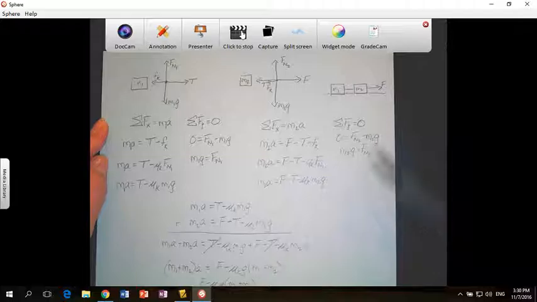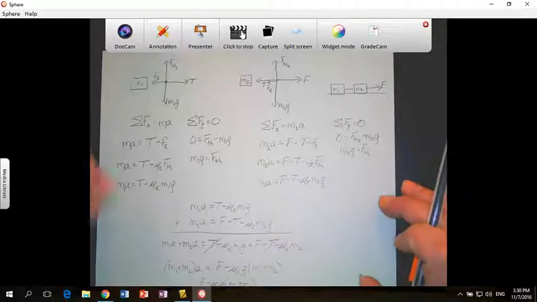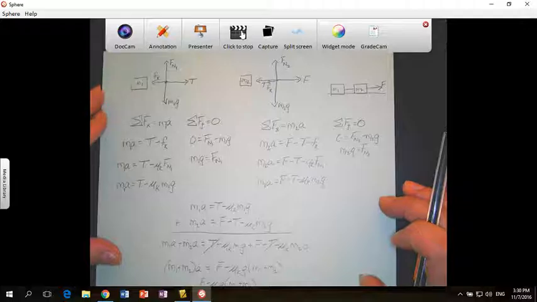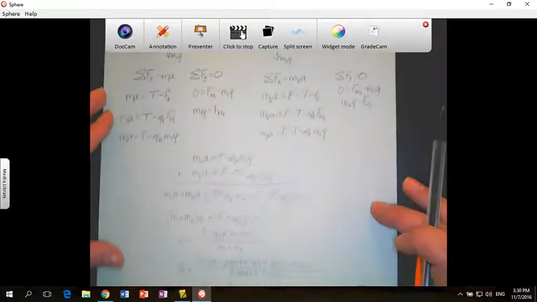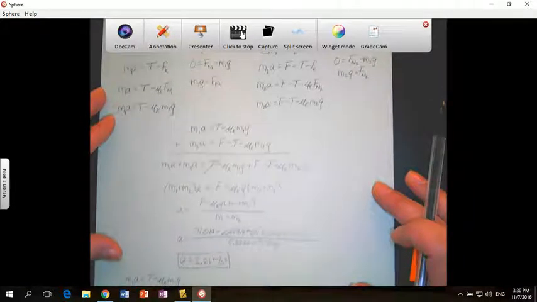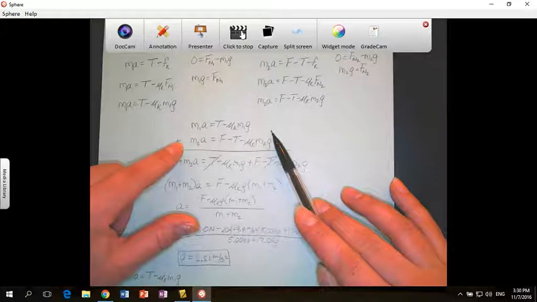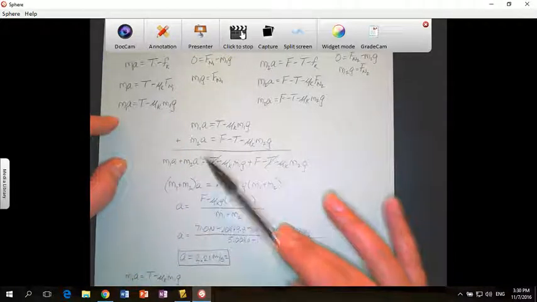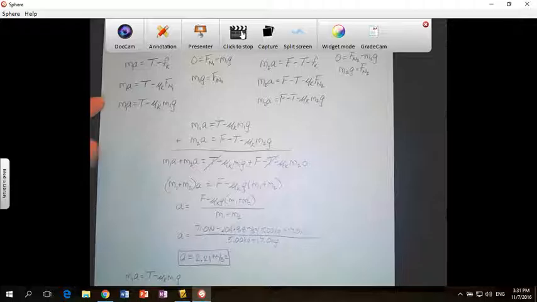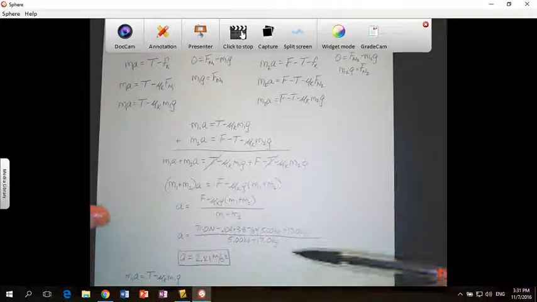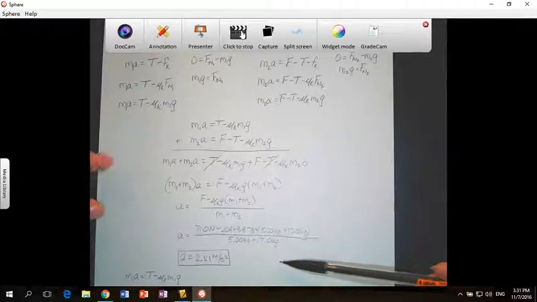An additional force, though, is you've got that pulling force here. That's directly on M2. And then you're asked to find both the acceleration and the tension force for the system. And so to do that, if you take these two equations here and add them together, you see that tension cancels out really nicely, which allows you to then go through and solve for the acceleration.